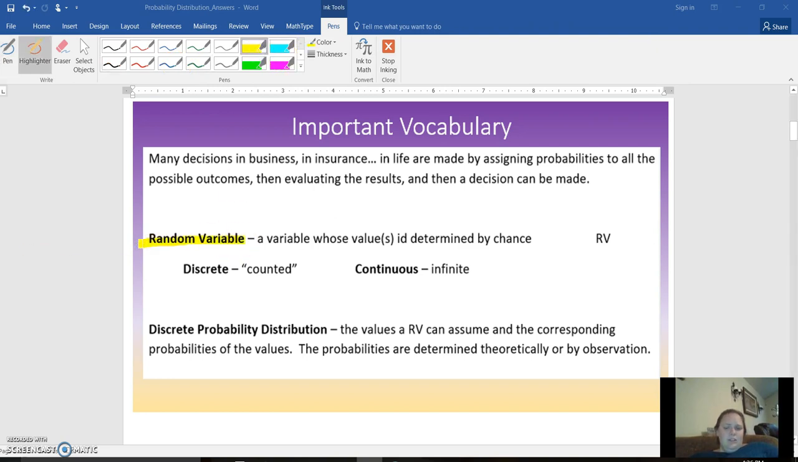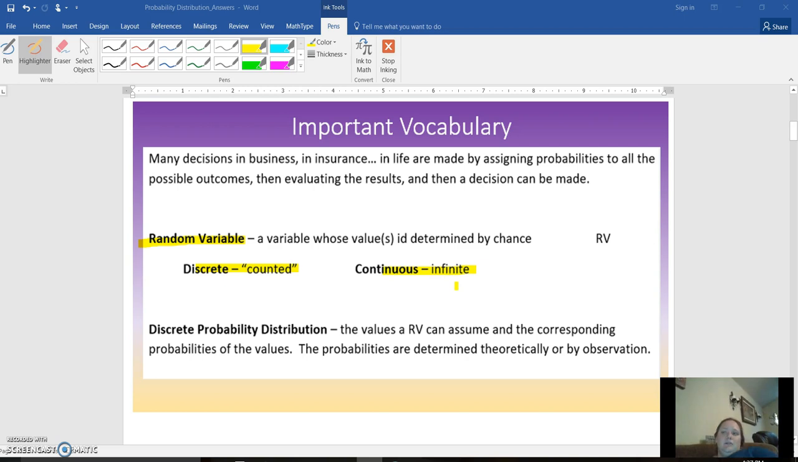Okay, a random variable is just something that's determined by chance. The number of heads you flip when you do a coin, the number of girl dogs if you have 3 dogs. So it's just like what you're looking for. Discrete means it can be counted. Continuous means it cannot be counted.